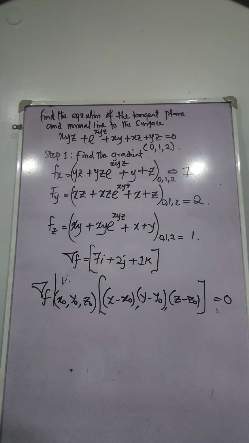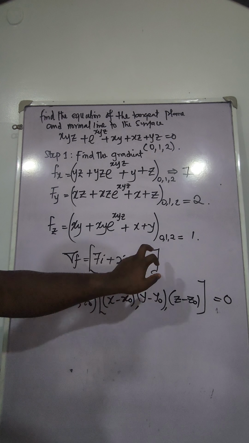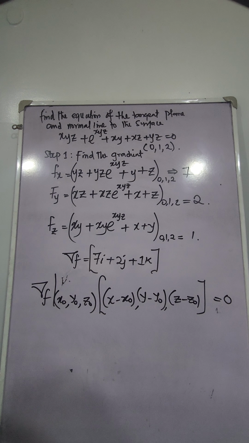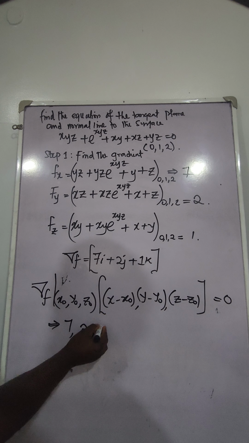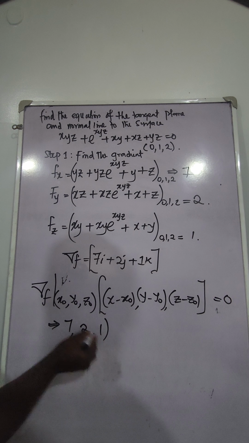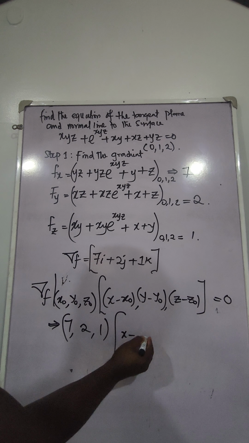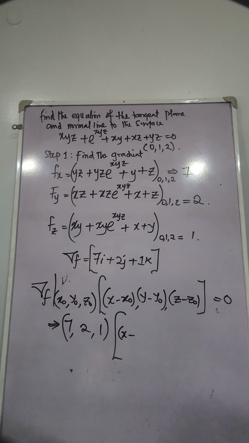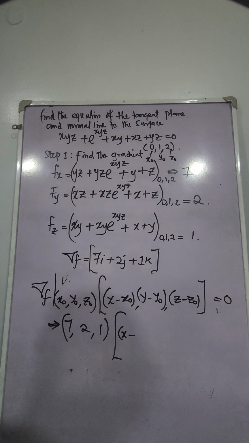So simply, let's attribute i to x minus x naught, j to y minus y naught, k to z minus z naught. So what we are simply saying is that we are having 7, 2, and 1. So these same people are being multiplied by x minus, now what is x naught? x naught is 0. Let's assume that this place is x naught, y naught, and z naught. That's what we're going to have.